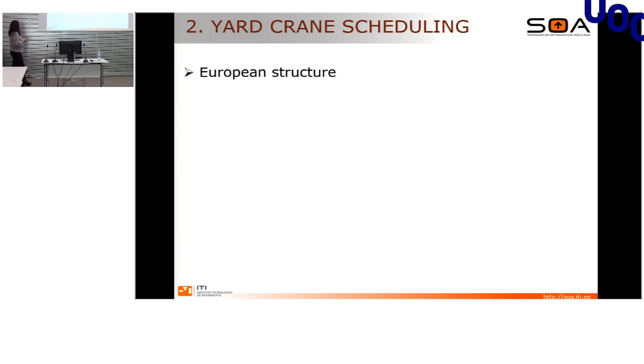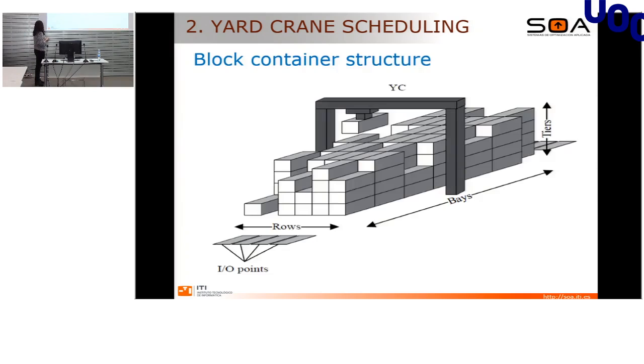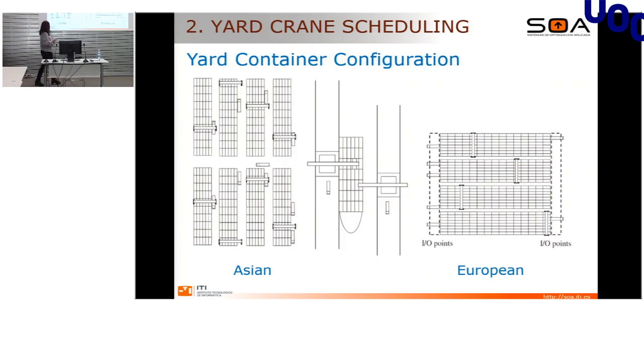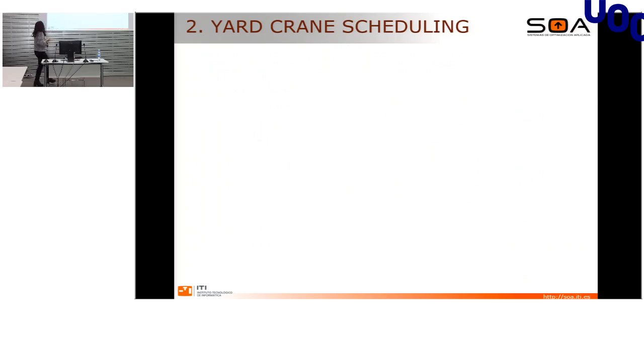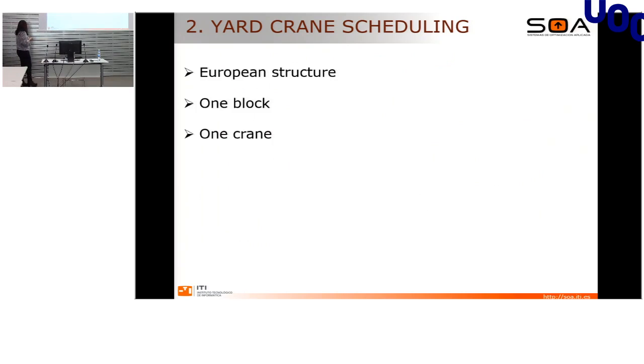In our problem, I think we spent maybe three or four months thinking about the problem we wanted to consider. We consider the European configuration, just one block and one crane in each block. So following this picture, just one of the blocks with one crane. It's a simple case to start with, because it's a very complex problem.